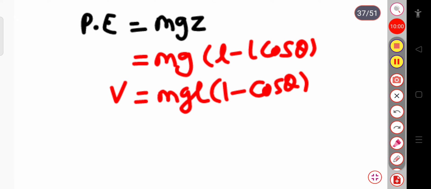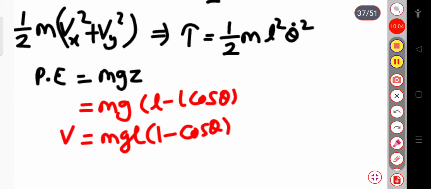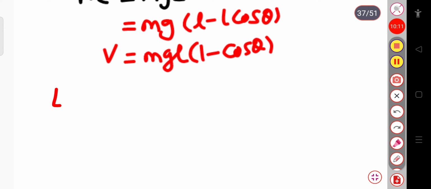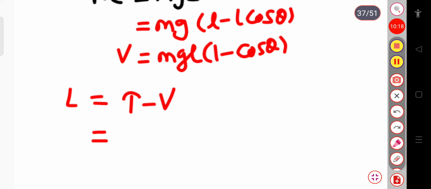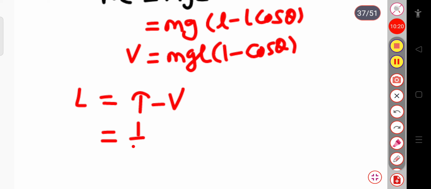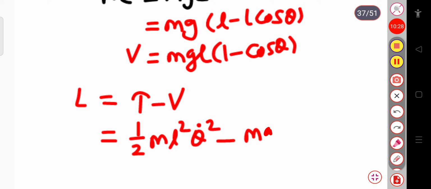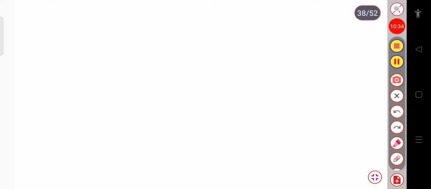So here we have calculated the kinetic energy term and the potential energy term. Now our aim is to calculate the Lagrangian function first. So the Lagrangian function L is equal to T minus V. The value of T is 1 by 2 mL square theta dot square. So if I write here, this is half mL square into theta dot square, and minus this potential energy is mgL whole into 1 minus cos theta. Okay, but our main aim is to calculate the Lagrangian equation.